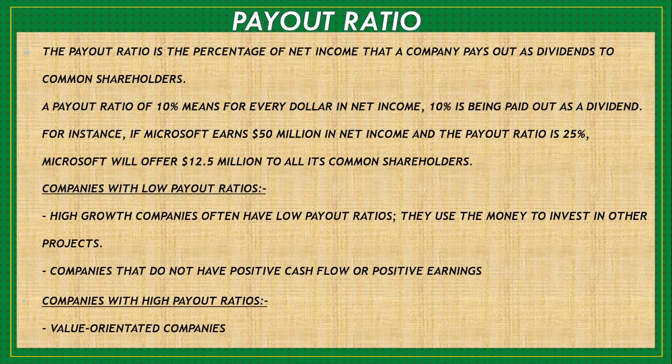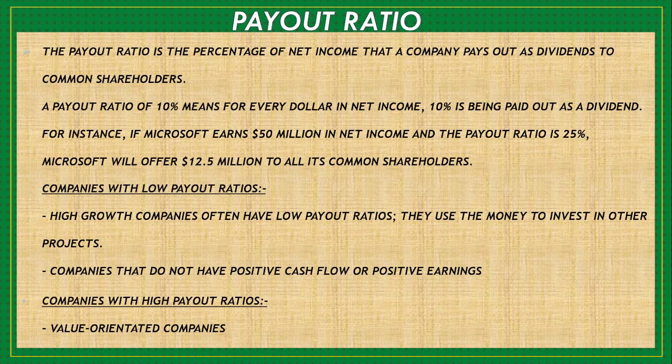Companies with low payout ratios: High growth companies often have low payout ratios. They use the money to invest in other projects. Also companies that do not have positive cash flow or positive earnings.